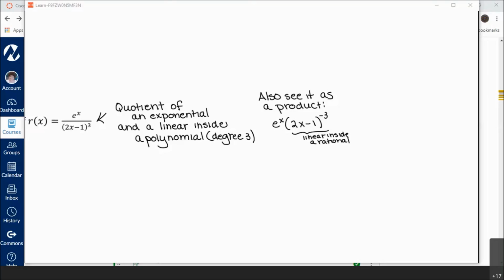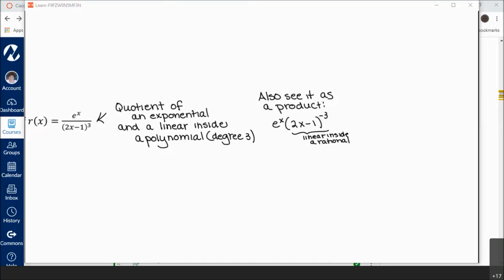Okay? Now, had I put the composition on the top, you'd have to use the quotient rule. Okay? You'd probably have to use the quotient rule. Right? But here, you've got two ways to go. Do I care which way you use? No. Take the easy way.